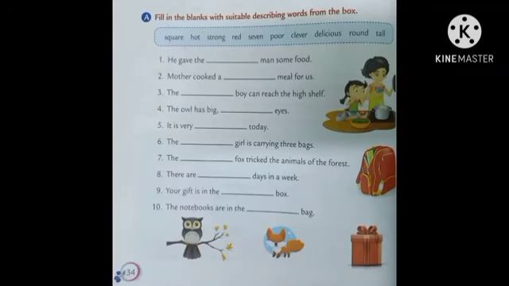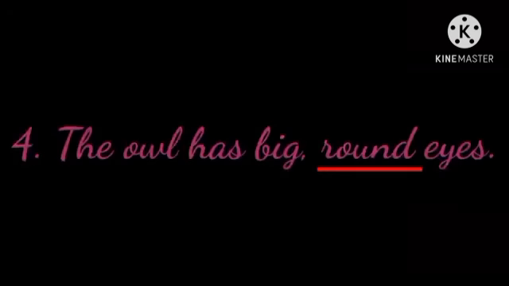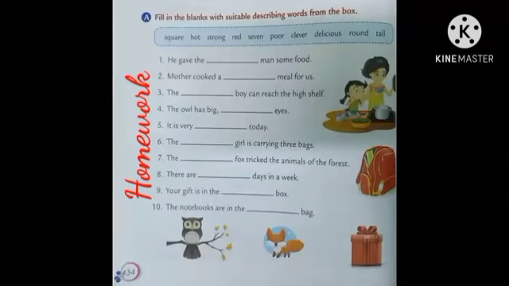Next, the owl has big dash eyes. See the owl, children. What kind of eyes the owl is having? What you will say? Round. So the answer is round. So the fourth answer is, the owl has big round eyes. Okay, children, the rest of the questions are the homework given to you. So you have to do it on your own.